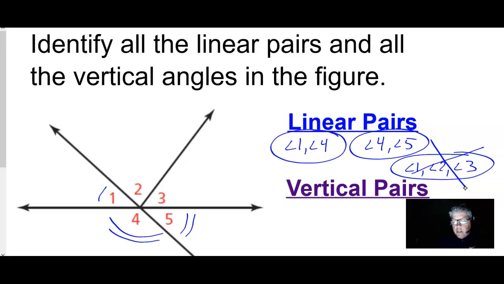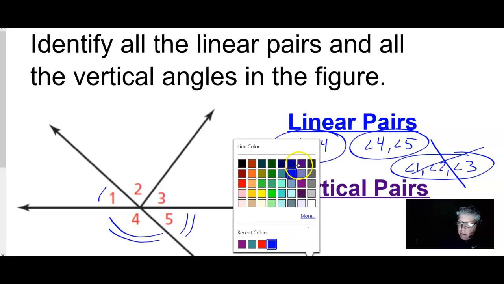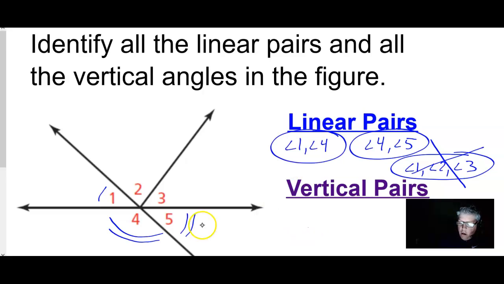Hey, a vertical pair where two lines intersect. In this case, we are looking at our good friend. The only pair opposite of each other with intersecting lines are 1 and 5. That would be the only vertical pair.